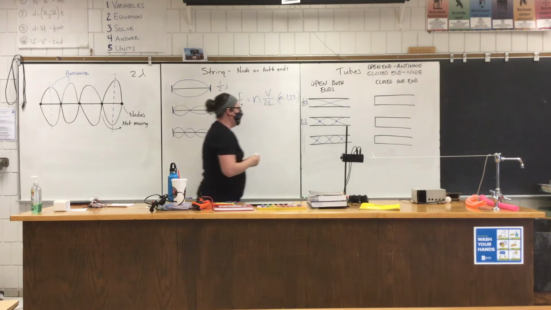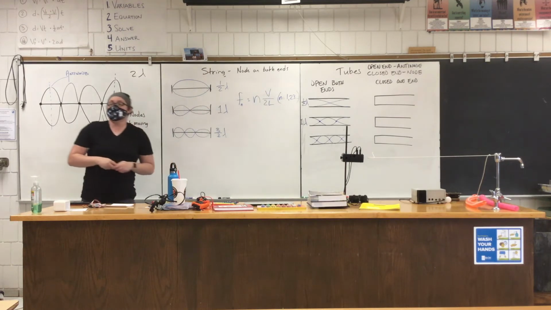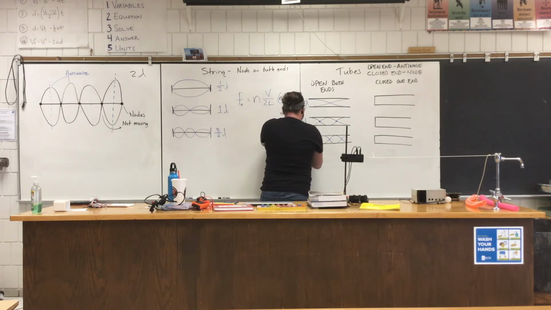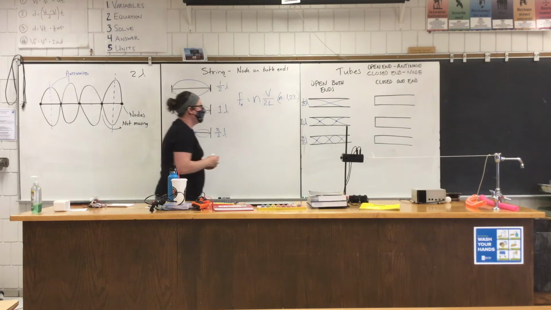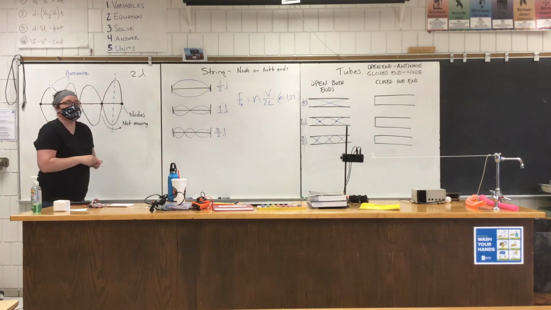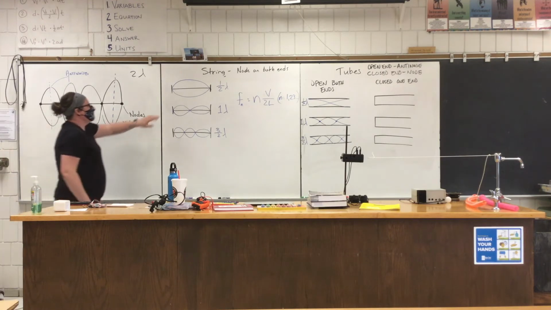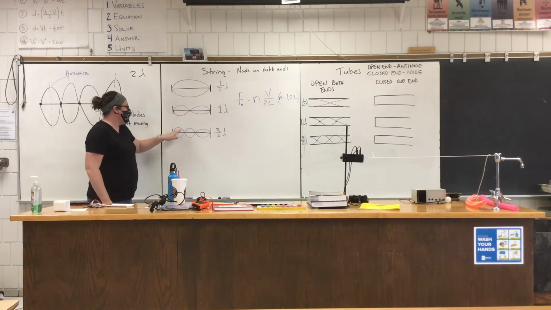It'll look something like that. In this case, I've got 1.5 wavelengths. So I can again say 3 halves of my wavelength there. Sometimes people like to talk about them as bubbles, and that's fine too. This would be 1 bubble, this would be 2 bubbles, this would be 3 bubbles.